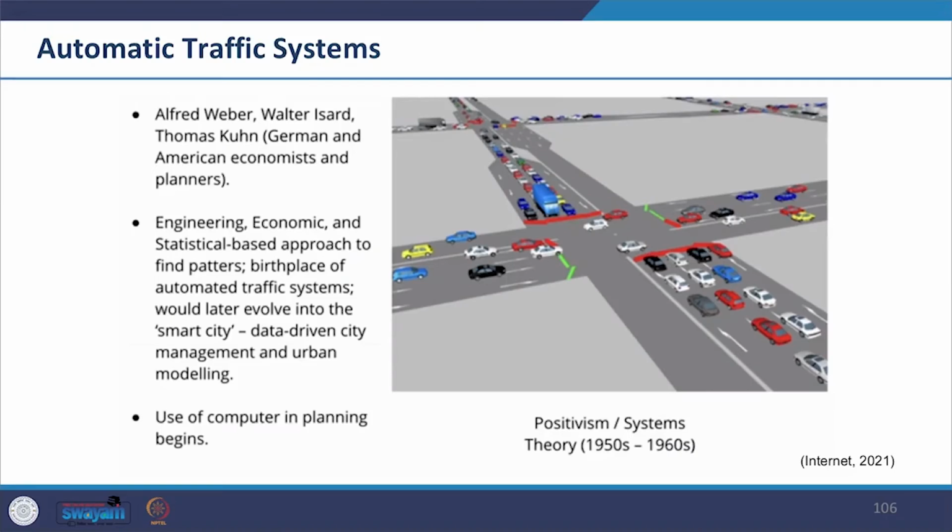On the other hand, we see use of computers in planning, use of engineering, economics and statistics. We see use of automatic traffic systems, data-driven city management and urban modeling, which we further extended, or we see now in the smart city concept. In this period, we started approaching the problem with positivism and we started applying systems theory. This was the period 1950 to 1960.